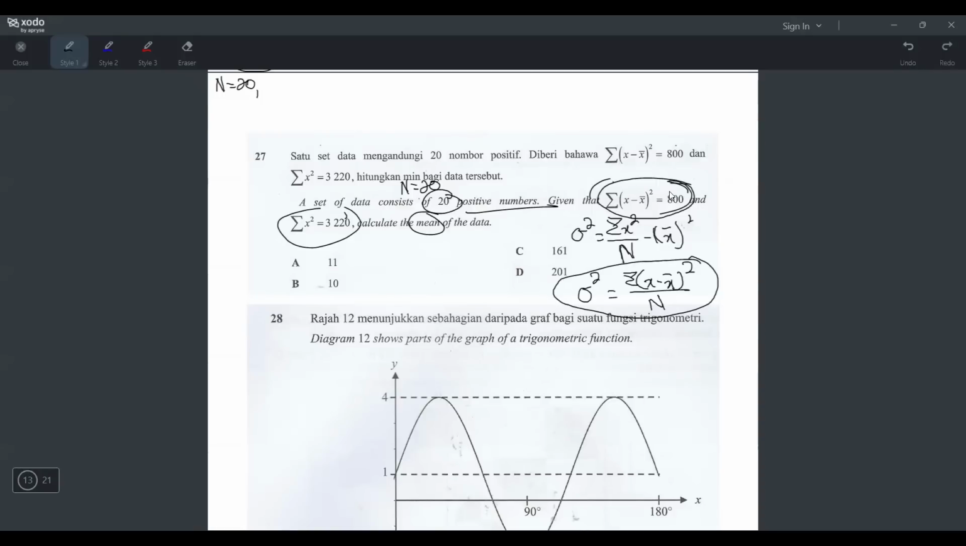Okay, so what I need to do now, they want you to calculate the mean, right? So we all know the formula for mean. If it's ungrouped data, it will be sum of x divided by n, right?